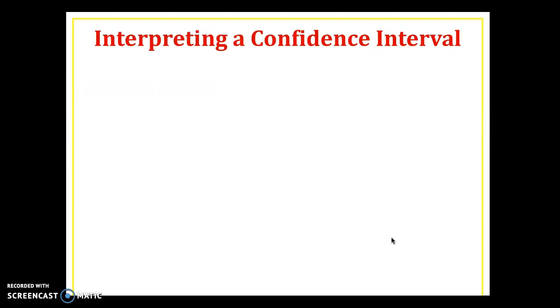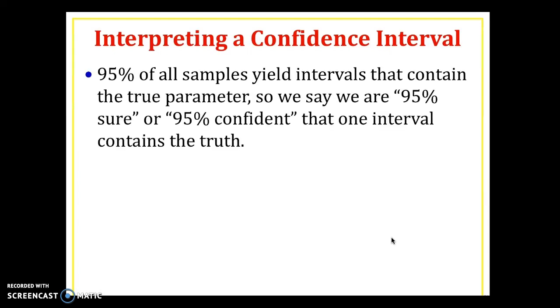Okay, so this, I think, might be the hardest part of this section: interpreting confidence intervals. And I'm going to take this to be very important. What exactly is a confidence interval? 95% of all samples yield intervals. Every time we take a sample, we could then construct an interval. And 95% of these samples will contain the true population parameter. So we're going to say 95% sure or 95% confident that one interval contains the truth.